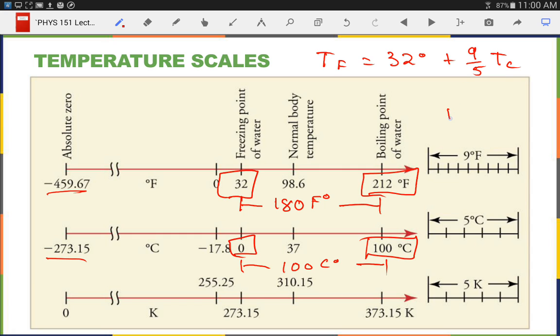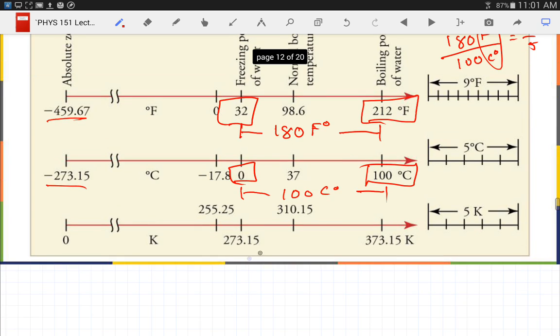Where does 9/5 come from? Once again, 180 Fahrenheit degrees divided by 100 Celsius degrees is 9/5, and it has those degree units that I didn't write in this equation because you have shifting of units. So that's how we get our conversion factor. Very simple. Kelvin scale. What's its conversion factor?